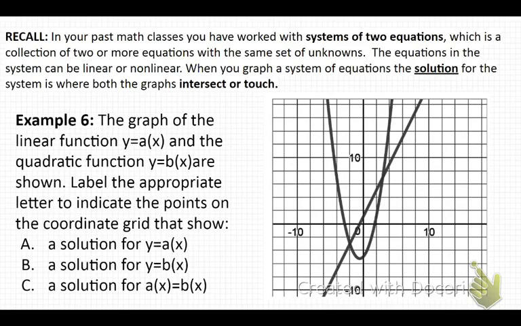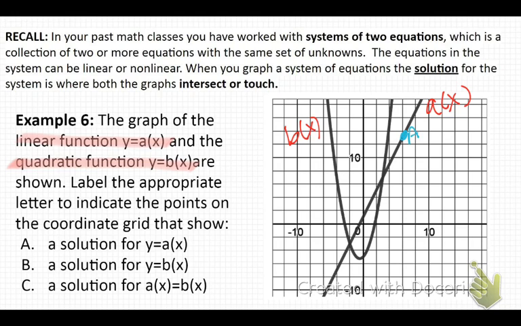Okay, so I told you guys, make sure you read the instructions, because I know you don't. Linear function is y equals a of x. Quadratic function is y equals b of x. So if I labeled that, I have a of x and I have b of x. Now for letter A, it says a solution for y equals a of x. Where can I graph that point? Anywhere on the line.